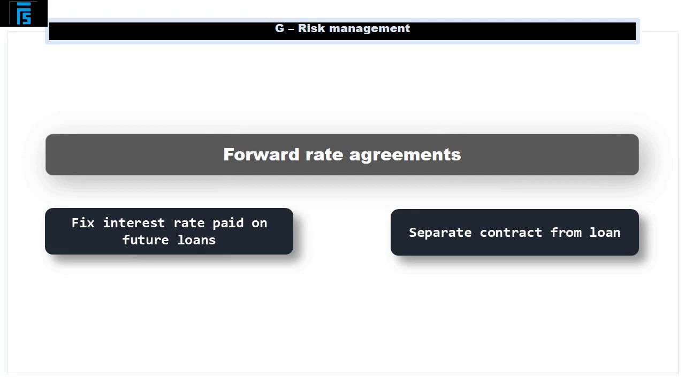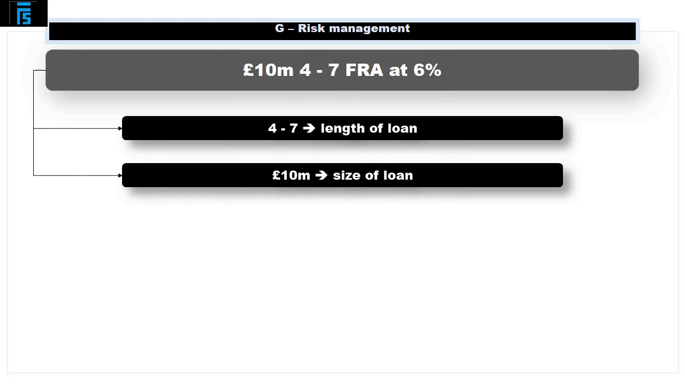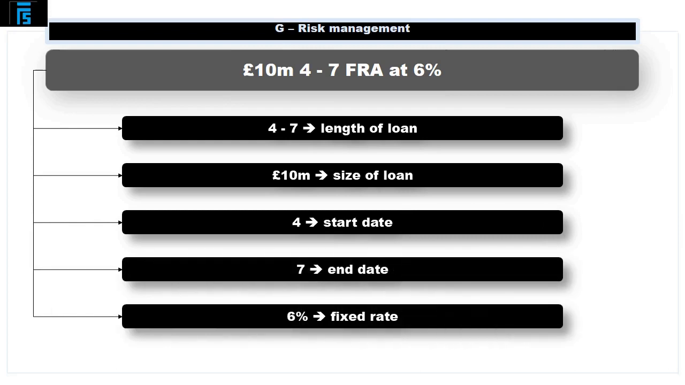An FRA fixes the rate of the loan and is shown as follows. So £10 million, 4 to 7 FRA at 6%. In this example, the interest rate on a 3-month £10 million loan, starting in 4 months' time and finishing in 7 months' time, is fixed at 6%.